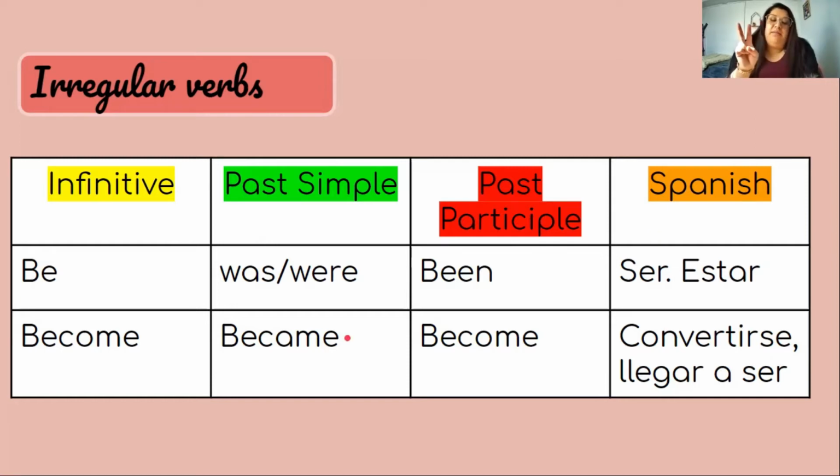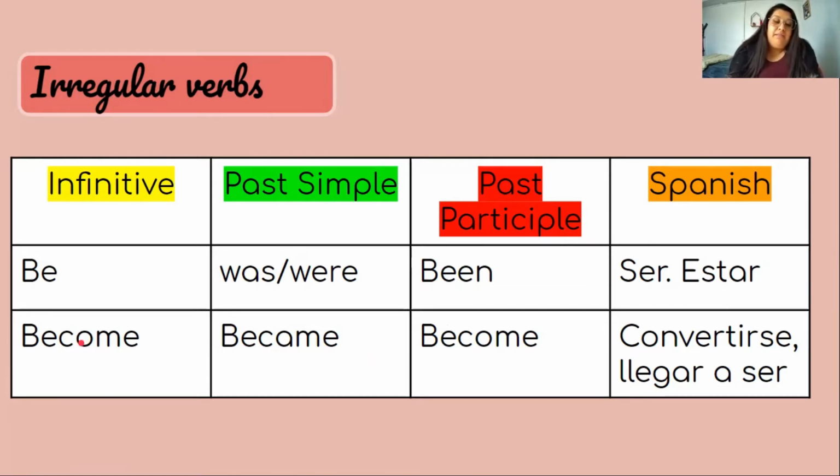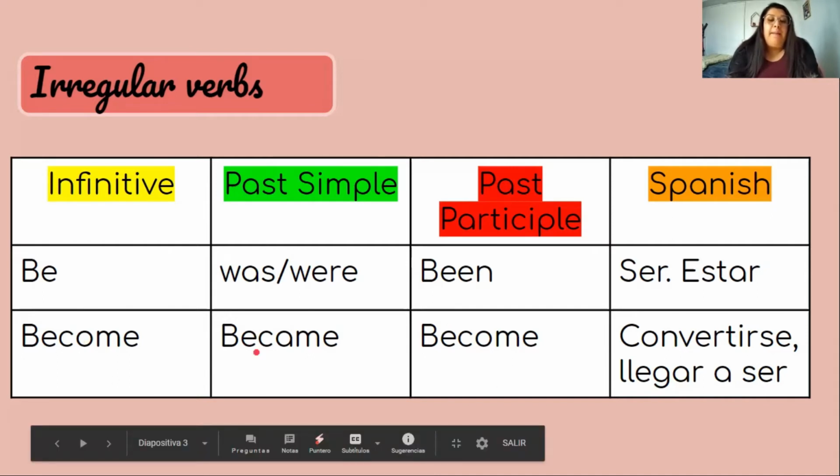Then we have the second verb, and it is become. So you have infinitive, become, past simple, became, and the past participle is become. So we have become, became, become. And it means convertirse o llegar a ser algo. Por ejemplo, I became a teacher. Ya yo me convertí en una profesora.